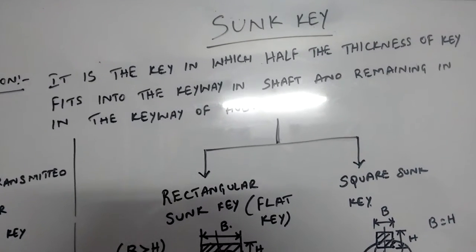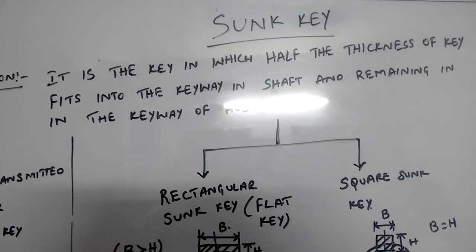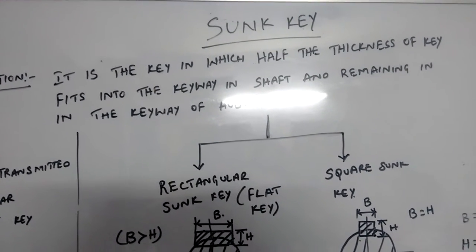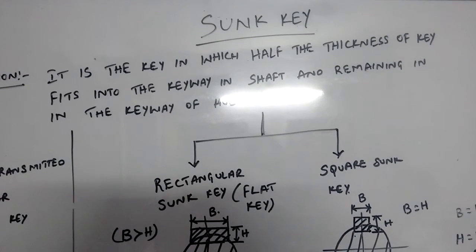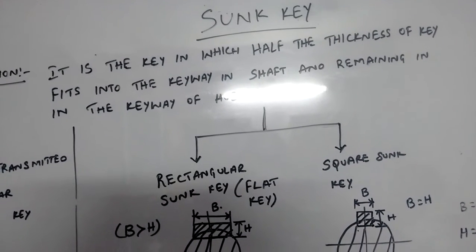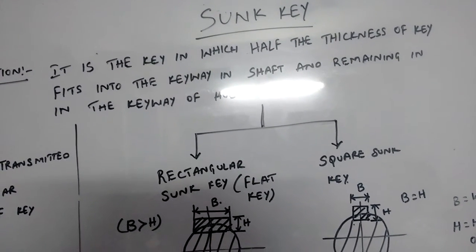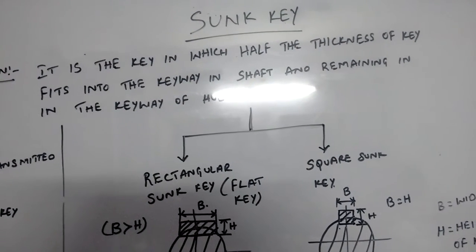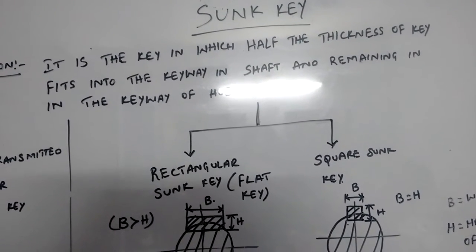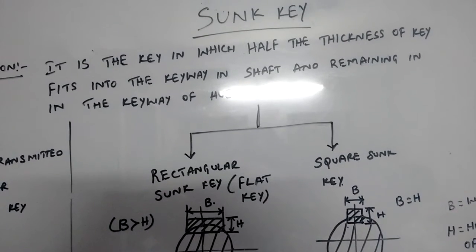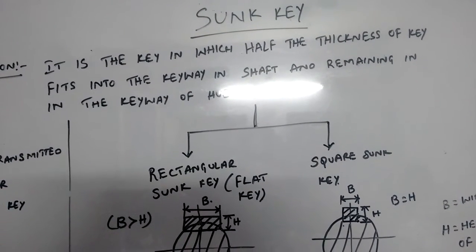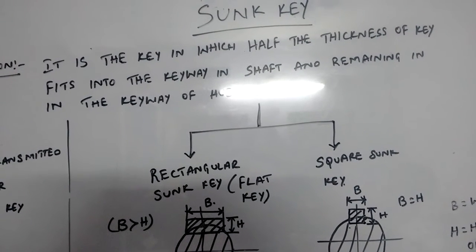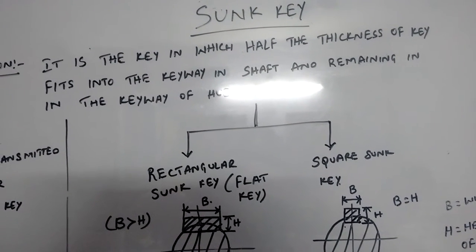In this video, we will discuss the sunk key. The definition of a sunk key is that it is a type of key in which half of the thickness of the key fits into the keyway in the shaft and the remaining half fits in the keyway of the hub. Whereas in the saddle key, the complete thickness is fitted into the keyway of the hub.